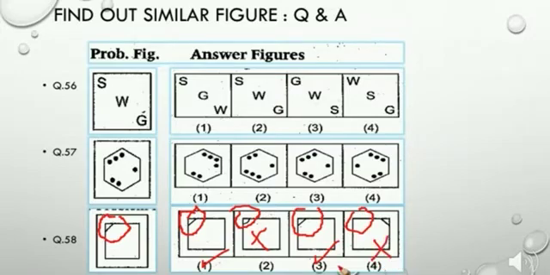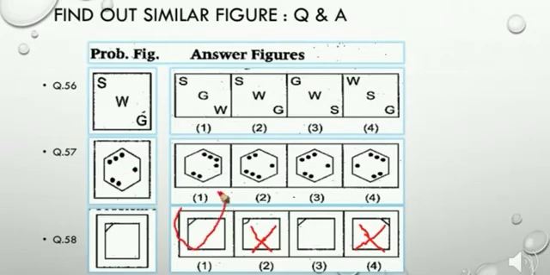So option 2 and option 4 cannot be the answer. Answer is either option 1 or option 3. Let's again check. So in option 1 it is exactly matching with the given problem figure. That's the reason the answer for question number 58 is 1.